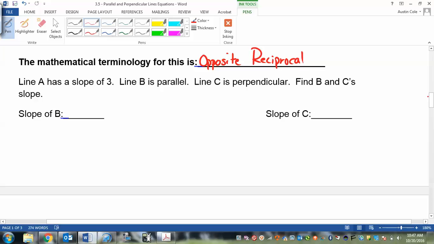Okay, so here it says line A has a slope of 3, and line B is parallel. So we've got 3 lines here, line A, line B, and line C. So if line A has a slope of 3 and line B is parallel, what's the slope of line B? 3. 3, because we know that parallel lines have the exact same slope. Okay, and if line A has a slope of 3 again, but C is perpendicular, what's the slope there going to be? Negative 1/3. Negative 1/3, because we need to include that sign change.